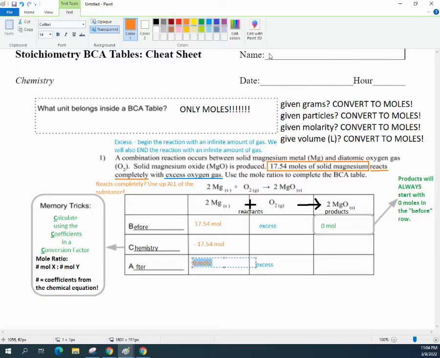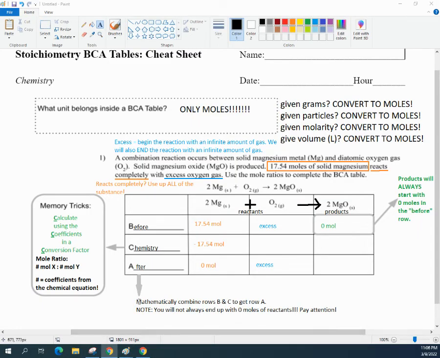So the cool thing about this is that we are just mathematically combining rows B and C to figure out A. So as long as we're able to fill out rows B and C, row A is simple subtraction or addition problems. So it's also important to know that you are not always going to end up with 0 moles in your reactants. It just so happens to work that way here. All right, again, the amount of math we've done, very minimal. Let's move on to my next favorite to fill in, this C column right here.